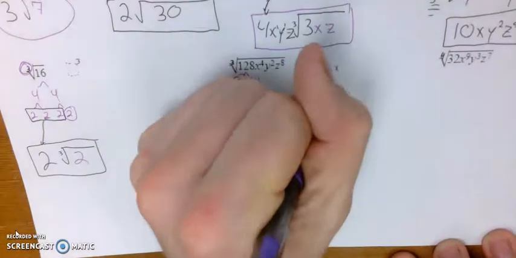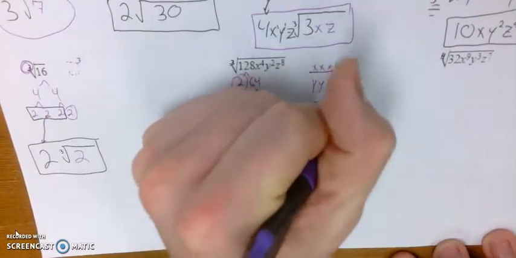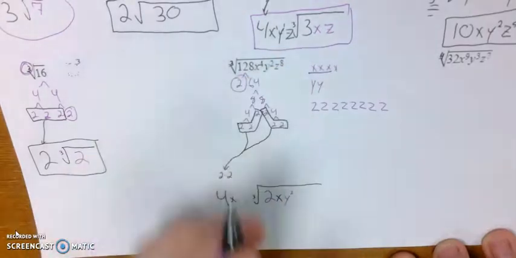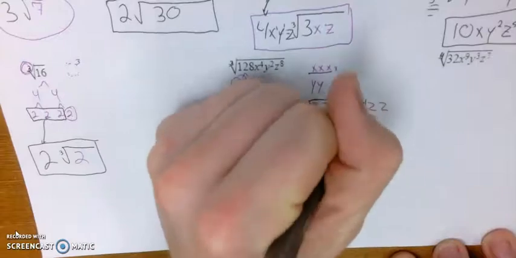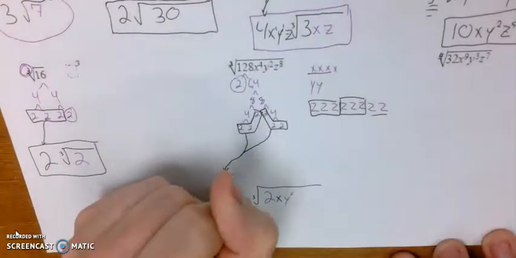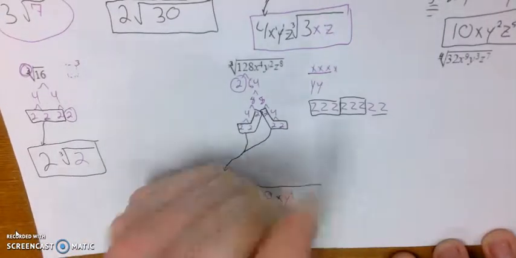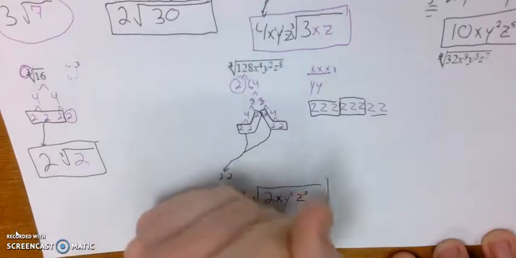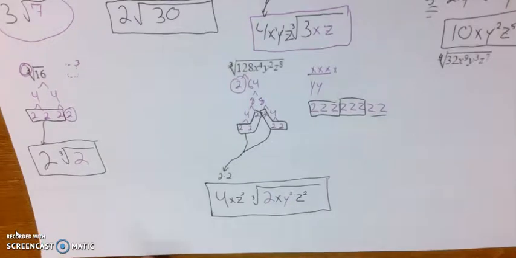Then if I have 8 z's, z, z, z, z, z, z, 1, 2, 3, 4, 5, 6, 7, 8, I've got 1 triplet, 2 triplets, 2 left over. So I'm going to have z squared to represent 2 groups of z's, and then my leftover z's right there. So that one's entirely done.